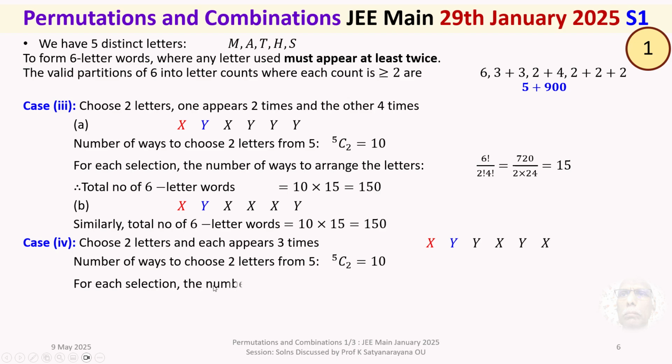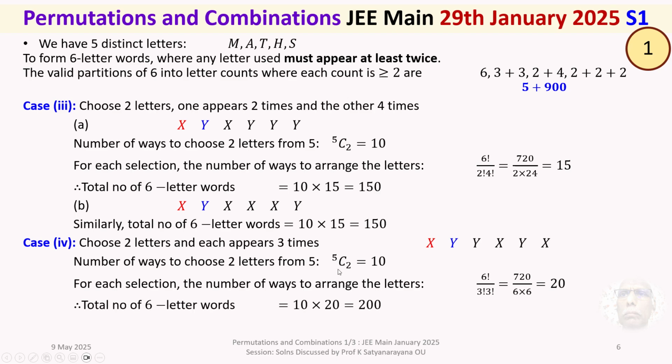And for each selection, the number of ways to arrange the letters will be 6 factorial divided by 3 factorial for X appearing 3 times and 3 factorial for Y appearing 3 times. When you simplify, you will get 20. So, the total number of 6-letter words in this case is 10 into 20, that is 200.